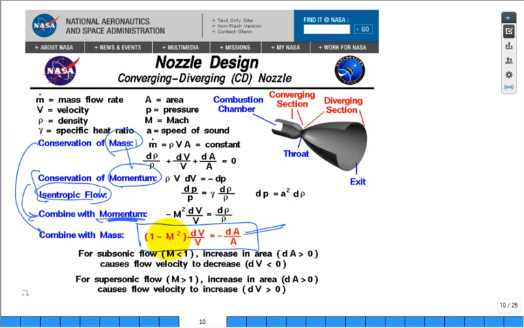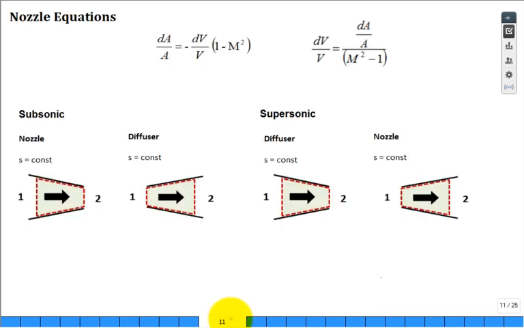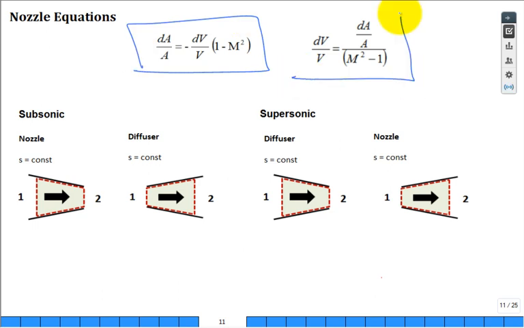Look at the terms in the equation. Big M, what do you think that is? Mach number. Big A, area. Big V, speed, velocity. Now, this is how the area changes, a little change, and this is how the velocity changes. And we're always interested in moving x in that direction, little dx. They could have written it with the dx. They don't.